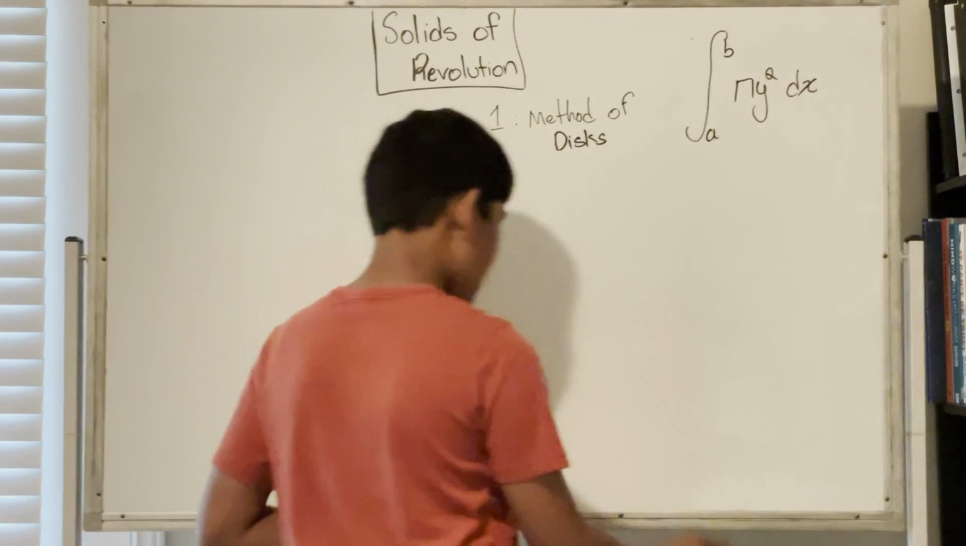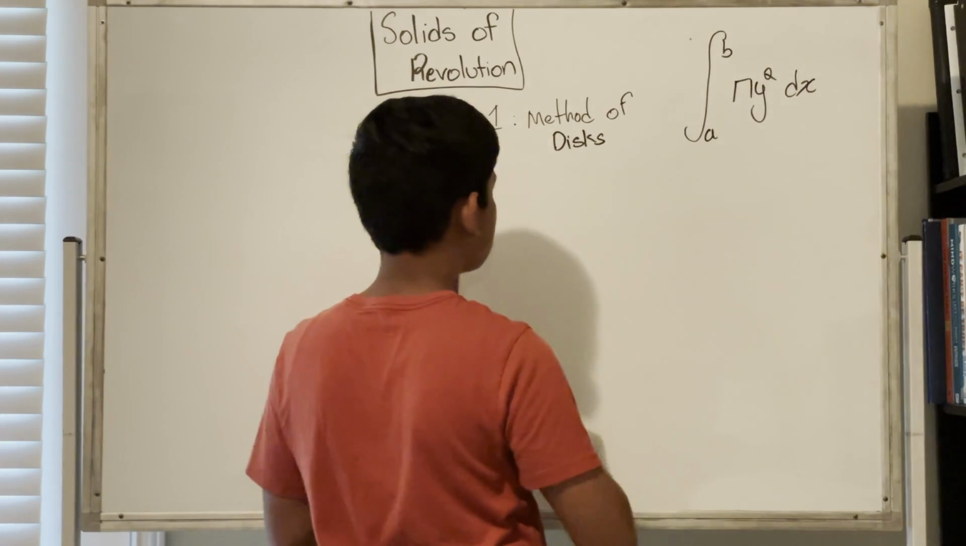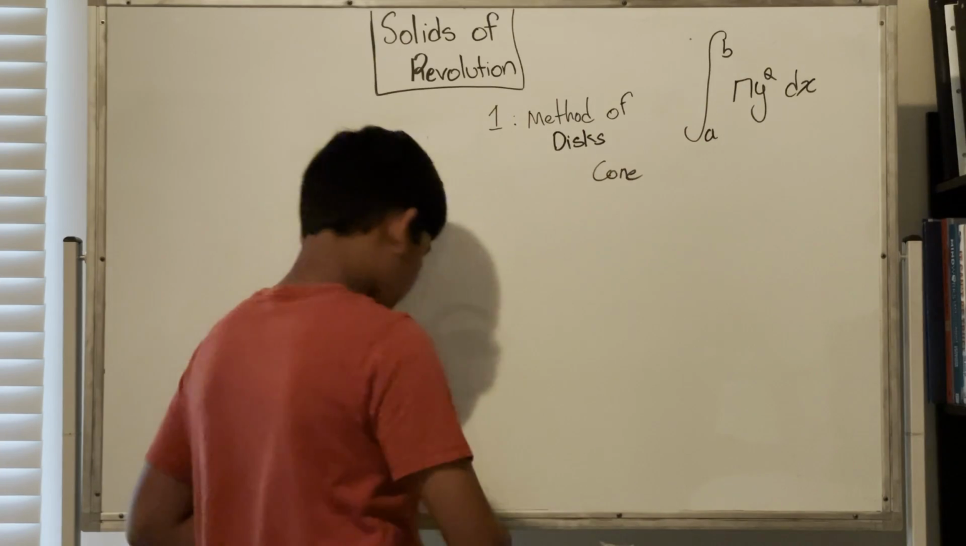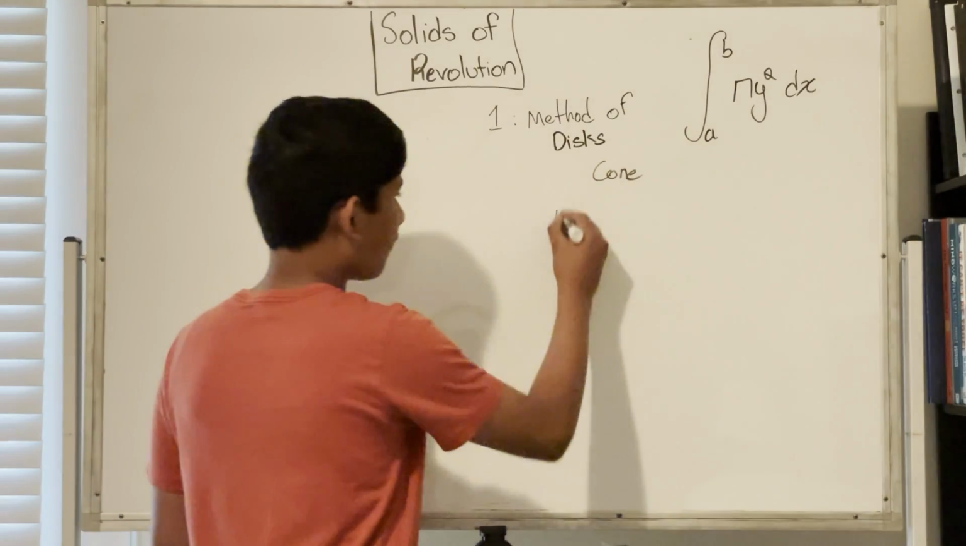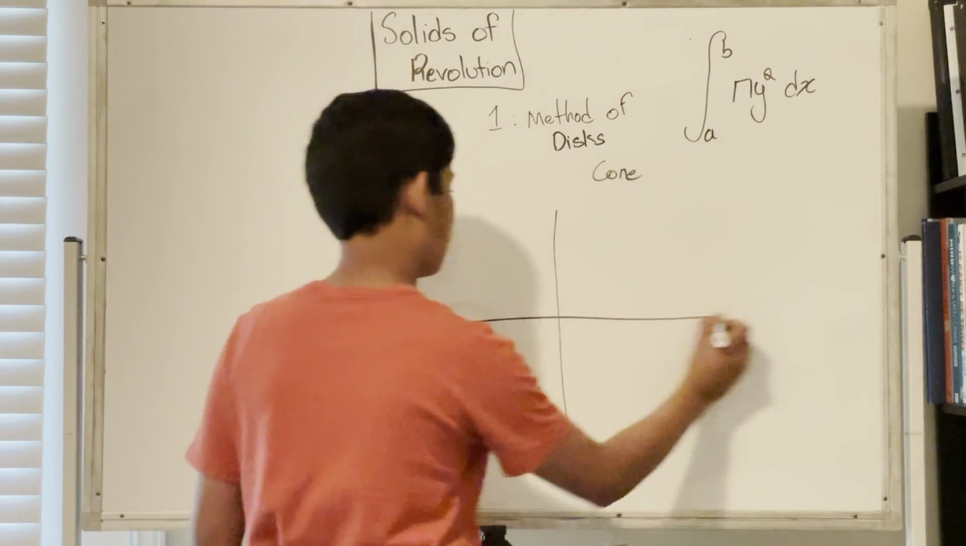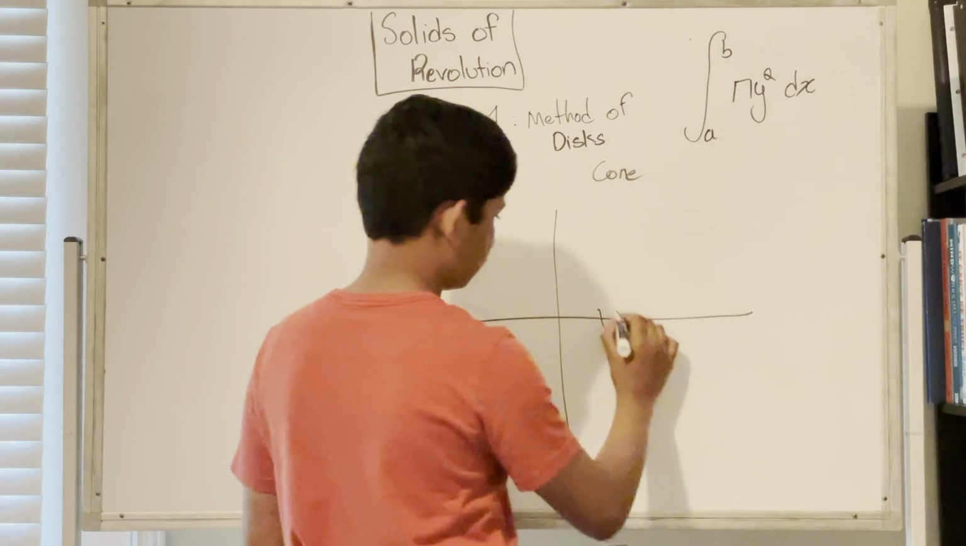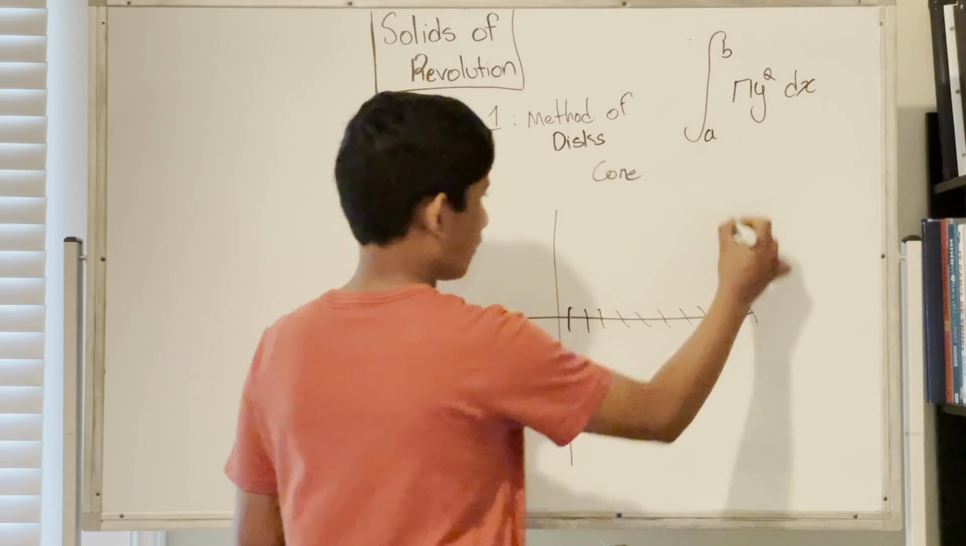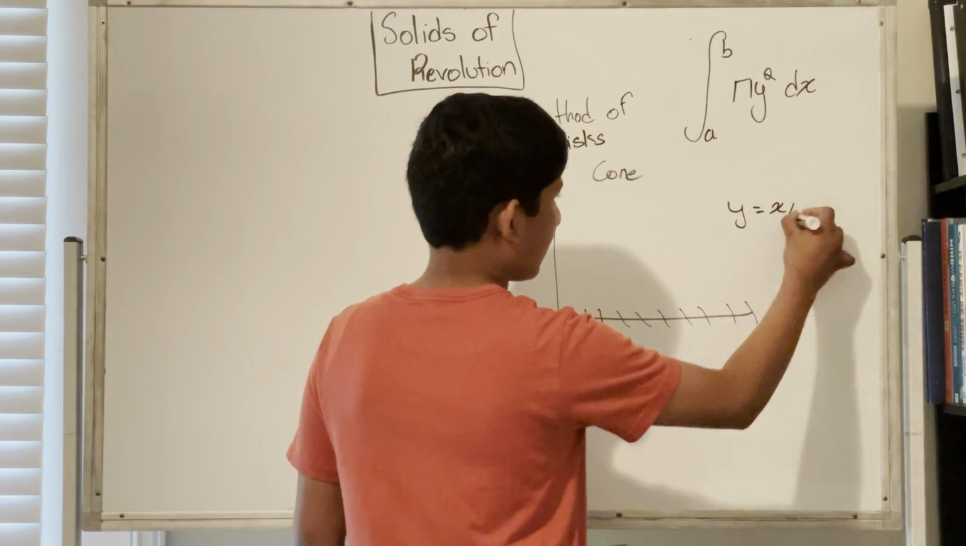So as they already mentioned, we're going to have a cone because it's from a line. So we're going to have a cone, and we're going to have the line y equals x over 3.